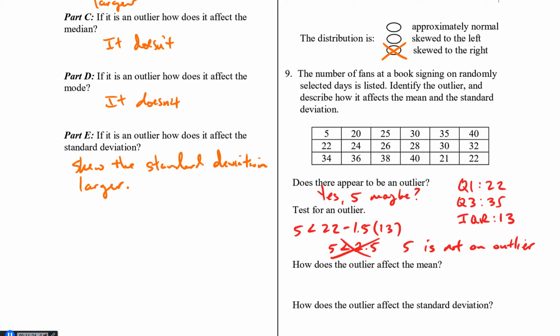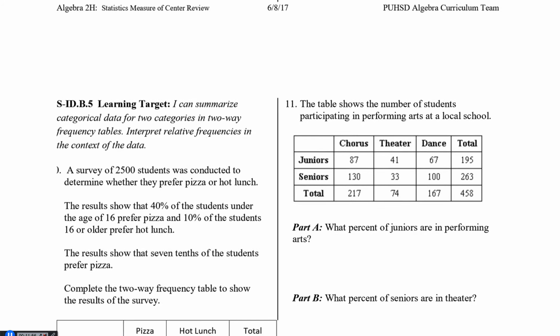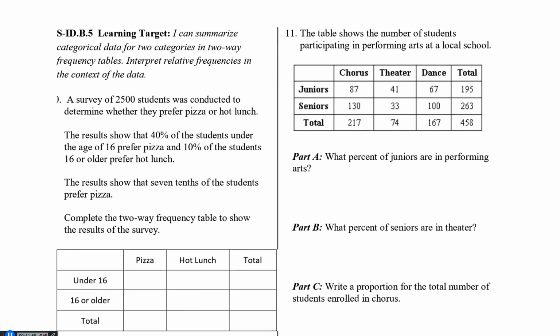Okay? Does the outlier affect the mean? Well, there is no outlier. If there was, yes, it would affect the mean. It would skew it in whichever direction the outlier was on. So if 5 was an outlier, it would skew the data lower. Does the outlier affect the standard deviation? There is no outlier. But once again, if there was, 5 would make the spread larger. So it would skew the data. Okay. All right, next page.